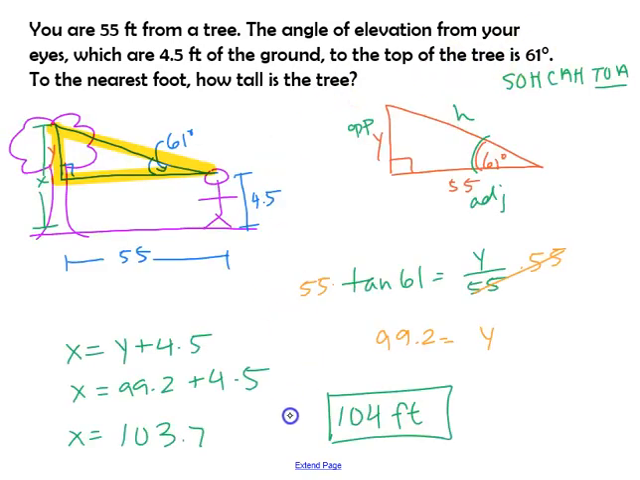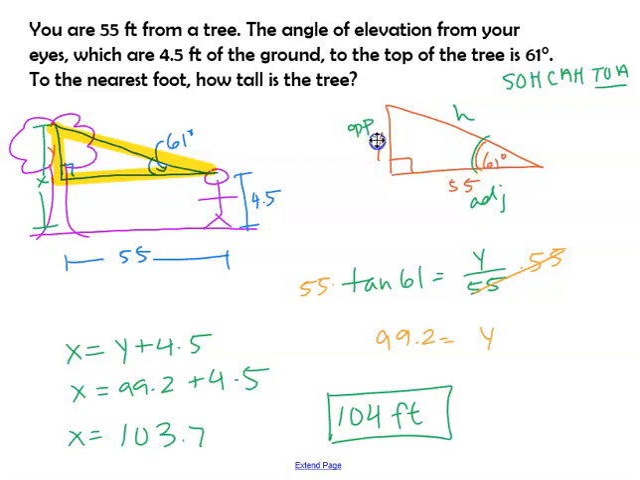Okay, hopefully you got that your final answer was 104 feet. So to walk you through it really quickly, here's your tree, here's you, and then you should draw your triangle with your angle of elevation at 61 degrees. And then remember, your eyes are a distance of 4.5 feet from the ground, and you are 55 feet from the tree. The task is asking you to find how tall the entire tree is, but you only need part of the tree's height for your triangle. So when we pull that triangle out, I assigned a variable y for that part of the tree's height.